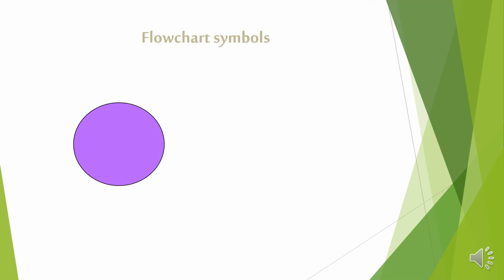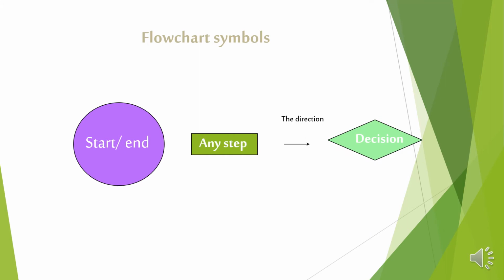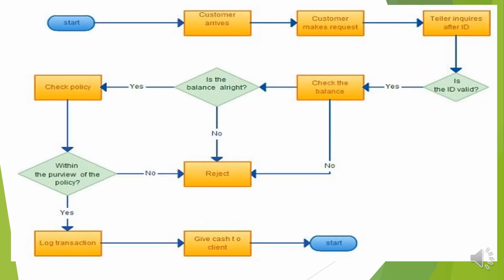Always use the circle or the oval shape for the start and the end. Put any step in a rectangular shape. The arrow will show you the direction: up, down, or sideways. And if you have a decision or a question needing an answer, put it in a lozenge shape.